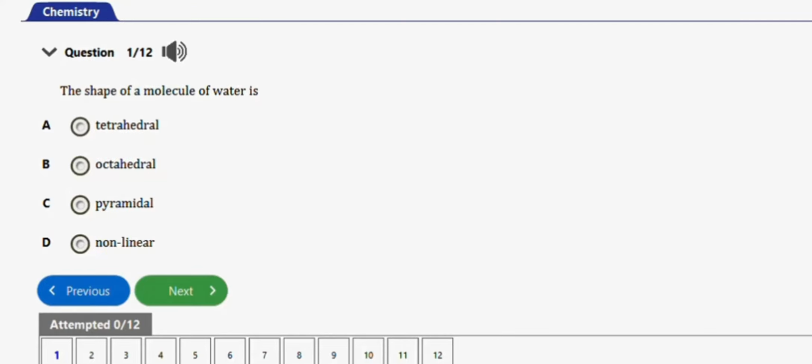The first question says the shape of a molecule of water is: tetrahedral, octahedral, pyramidal, or non-linear. The right answer is option D, which is non-linear.